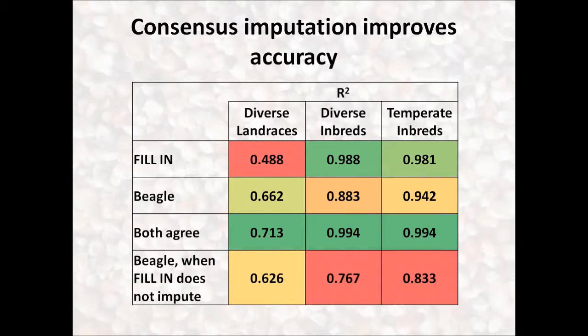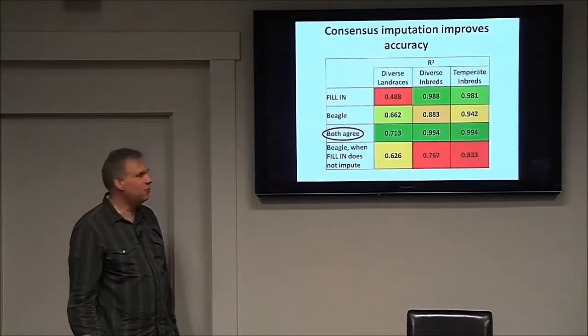So the point of this slide, there's a bunch of numbers here, but the most important thing is this: when Beagle and FILLIN both agree, then you get improved accuracy altogether. So if you wanted the most accurate calls you could get, you run both and then pick the calls where they both agree.